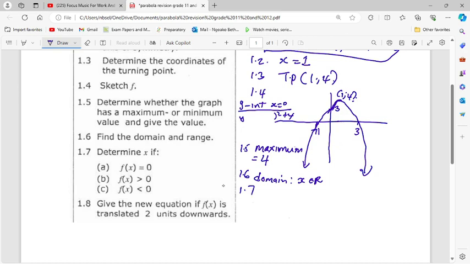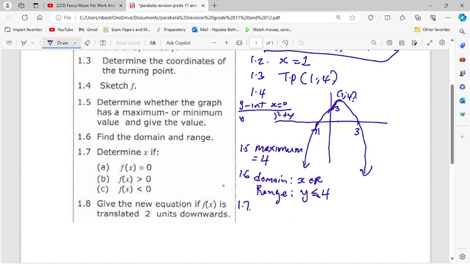Before 1.7 there is the range. Now on the range, of course, we'll say the y. Because this graph is concave down, we'll say y is less than or equal to the y value at the turning point, which is 4. So it will be less than or equal to the maximum value.